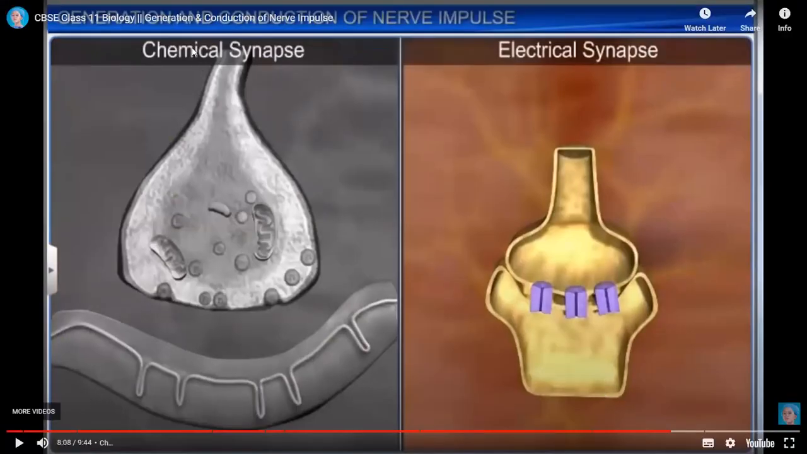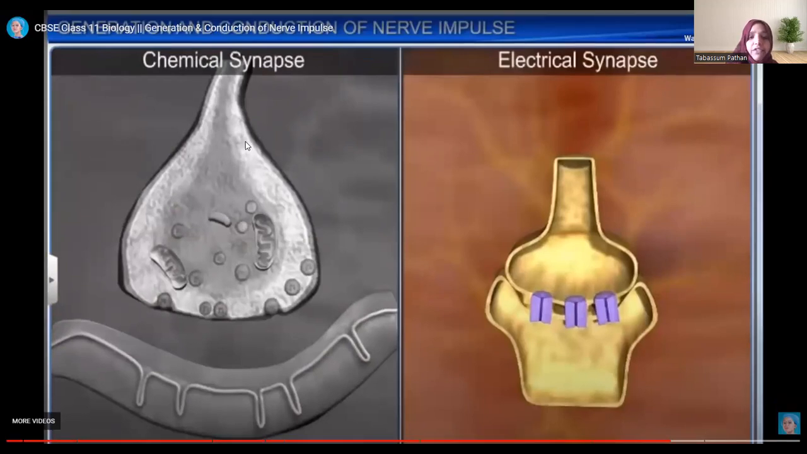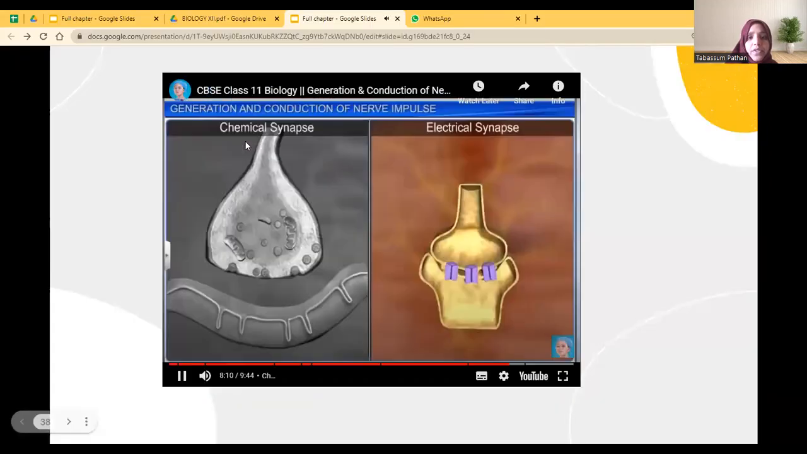So that's all regarding the summary of whatever we have discussed up till now. Revise it again if you find any difficulty. Electrical synapses are the less common of the two types.